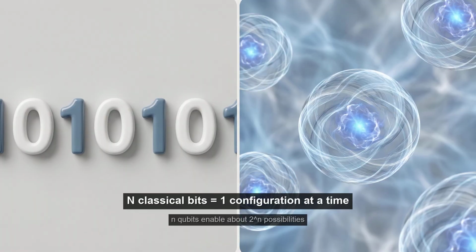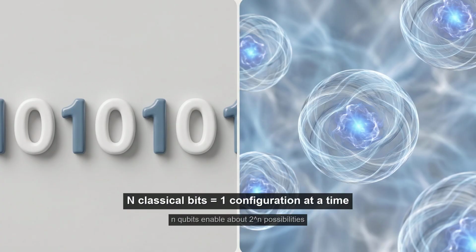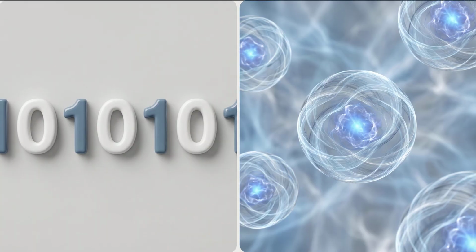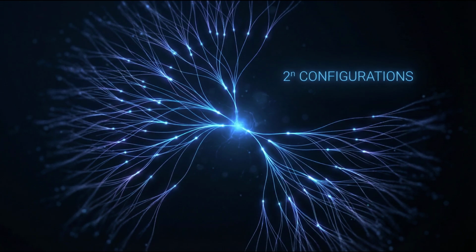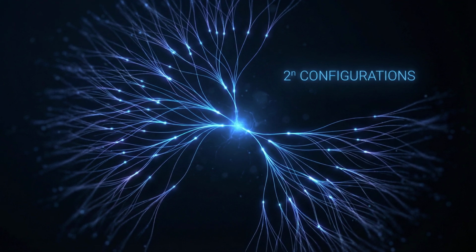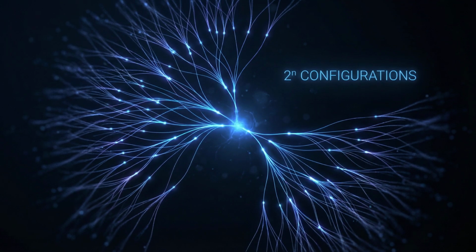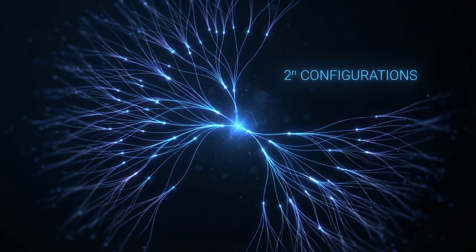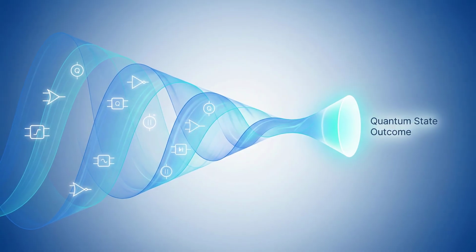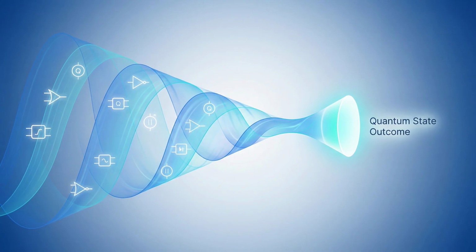Here's what actually matters when comparing bits to qubits. With n classical bits, a computer holds one configuration at a time. With n qubits, a device sets up a wave spread across about 2 to the n configurations. It's not free parallelism, you don't get all answers at once, but the wave can be steered so that when it's finally measured, the odds tilt toward a useful answer. That steering is what quantum algorithms are designed to do.